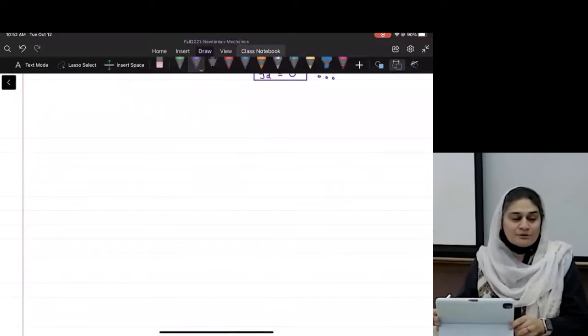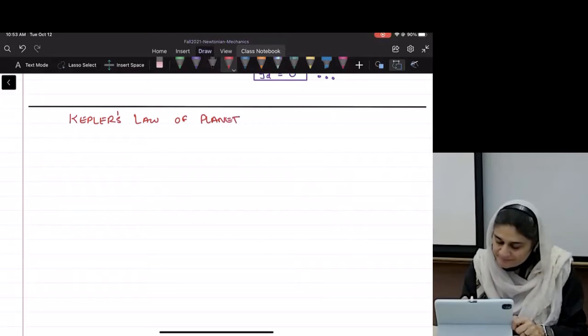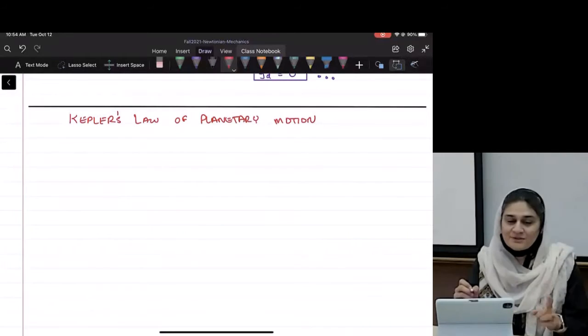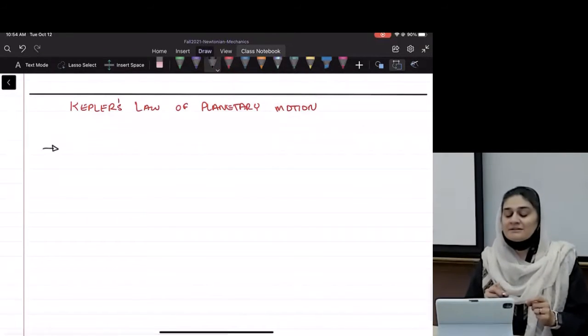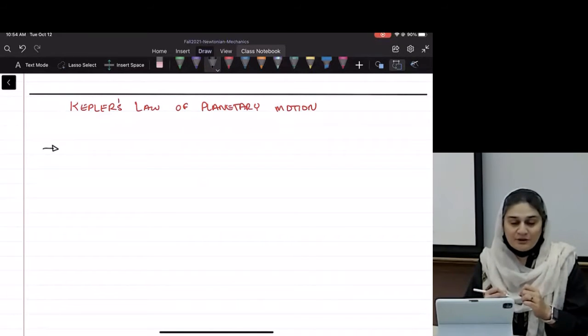So now let's do Kepler's laws of planetary motion. So Kepler actually did not do all the work required to write these laws.